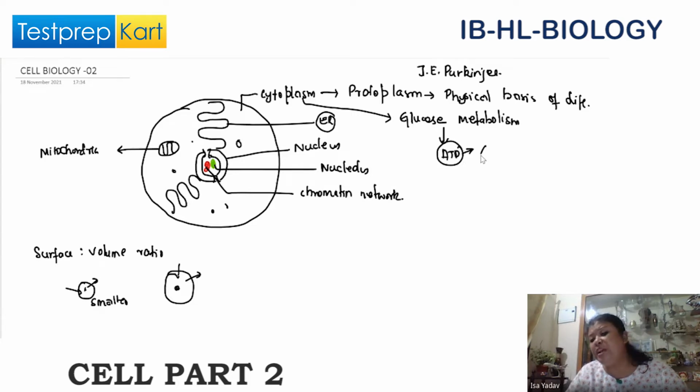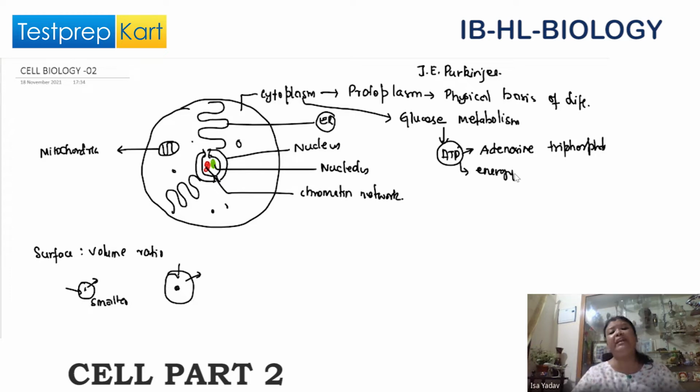The full form of ATP is adenosine triphosphate. This is actually the energy currency of the cell. It is the main energy that is utilized by our body to perform various functions. Very important. So definitely the cytoplasm is the physical basis of life. All major functions are taking place there.